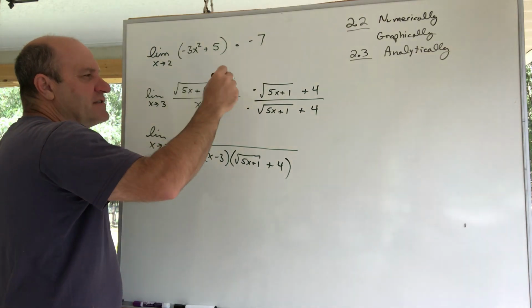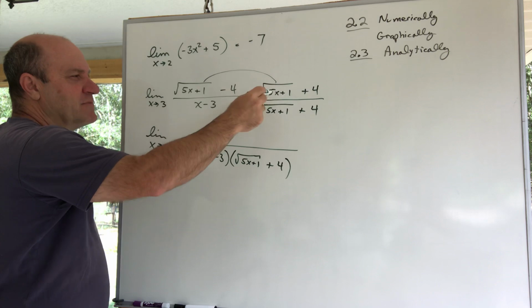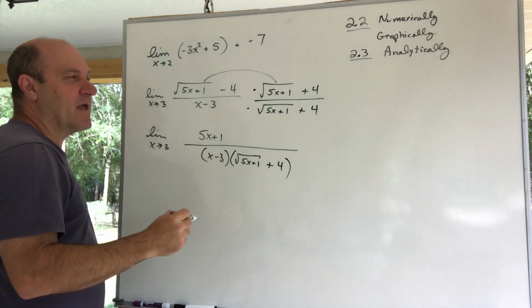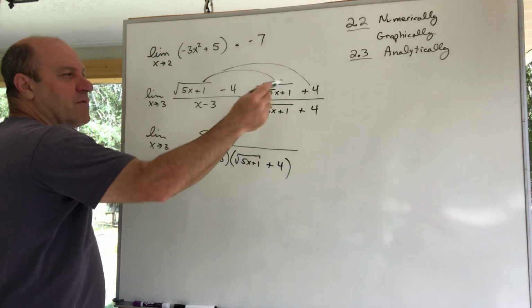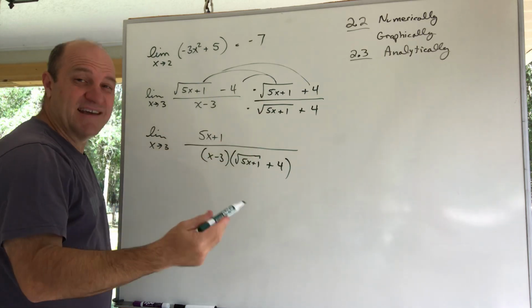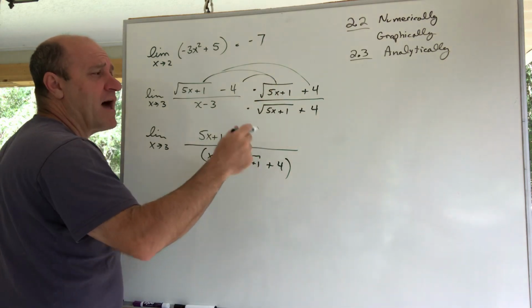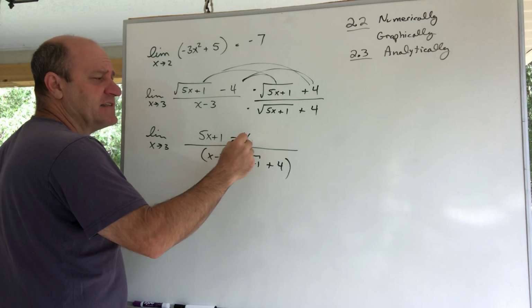So when you FOIL this out, it will be this times this. And the square root of 5x plus 1 times the square root of 5x plus 1 is just 5x plus 1. There will be another term here, positive 4 of those square roots, and then negative 4 of those square roots. So the middle terms cancel. That's what happens with the conjugate. The middle terms cancel as I FOIL it out. The last term is negative 4 times 4, negative 16.